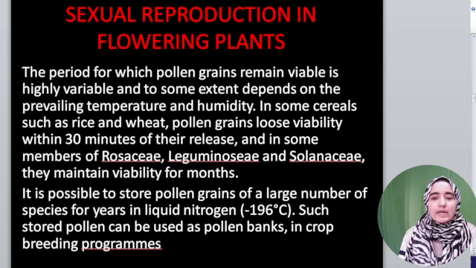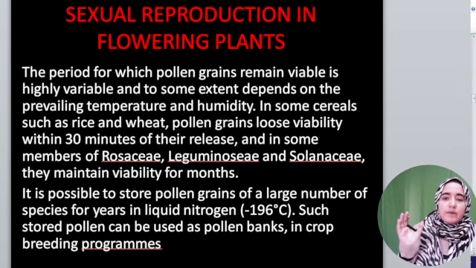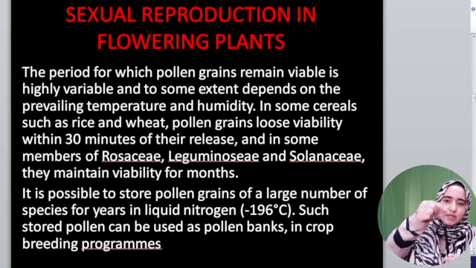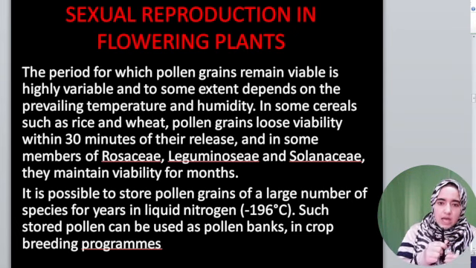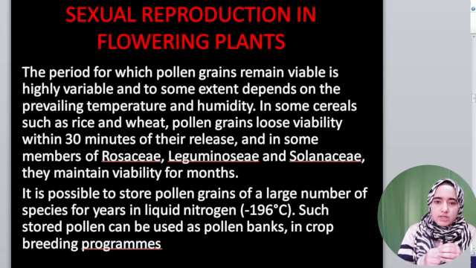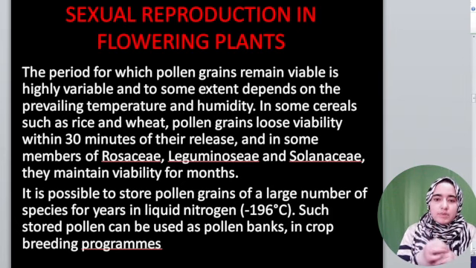For example, in rice, pollen grain loses viability within 30 minutes. What I actually mean by this sentence is, say for example, pollen grain is released. Now it has to reach the stigma of the female reproductive structure within 30 minutes. If it won't come in contact within 30 minutes after its release, it will lose viability, then it's of no use. That's why, when pollens of rice are released, they have to come in contact with stigma within 30 minutes, because after 30 minutes it loses viability.